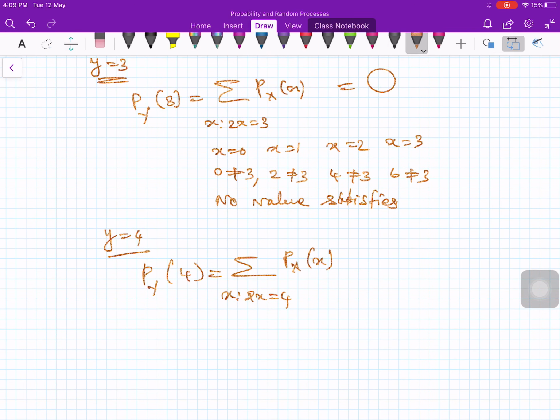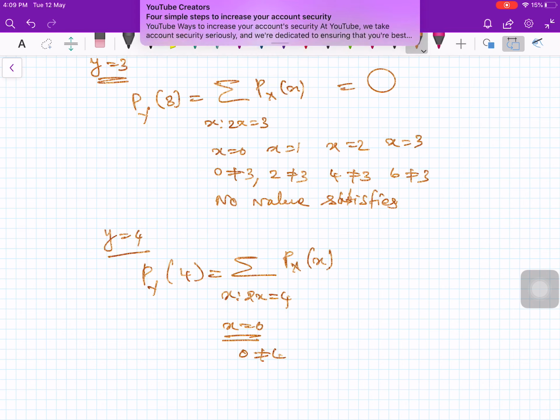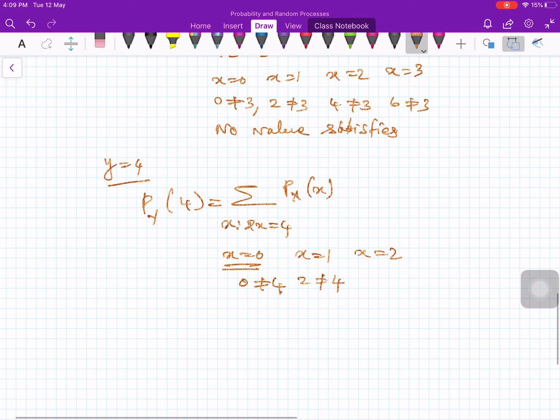Here, if you substitute x equal to 0, then 0 is not equal to 4, so you can leave it. X equal to 1, then 2 is not equal to 4, you can leave it. But the moment you substitute x equal to 2, then 2 times 2 is 4, equal to 4, yes, it satisfies. This is the only condition which satisfies. If you substitute x equal to 3, then 2 times 3 is 6, and 6 is not equal to 4. This is also not valid, but this one is valid.